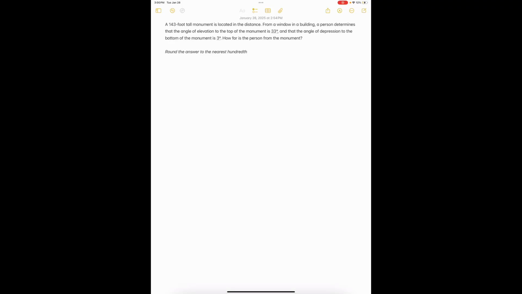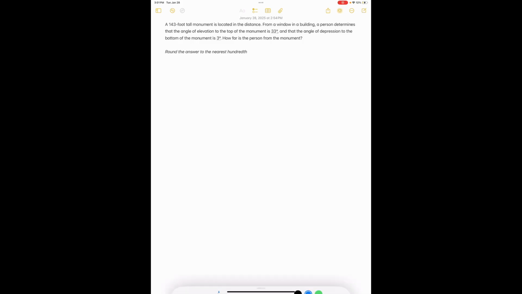A 143-foot tall monument is located in the distance. From a window in a building, a person determines that the angle of elevation to the top of the monument is 33 degrees and that the angle of depression to the bottom of the monument is 3 degrees. How far is the person from the monument?